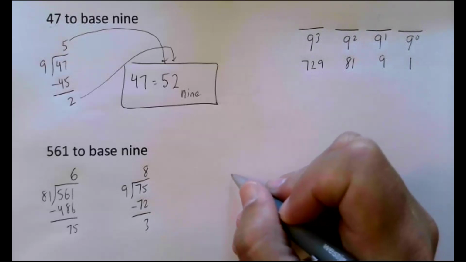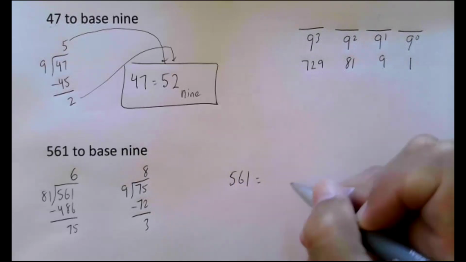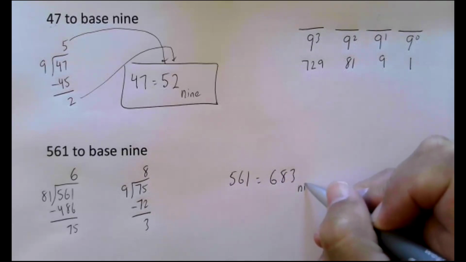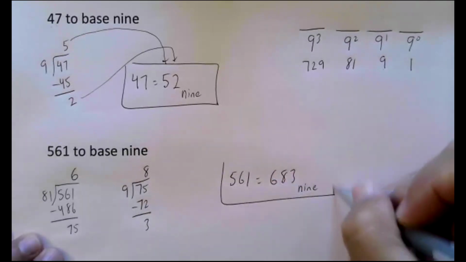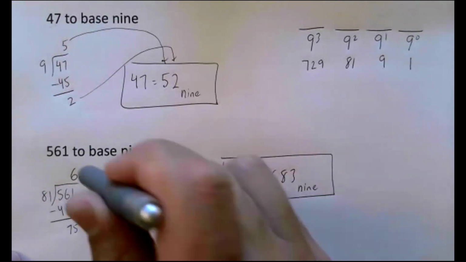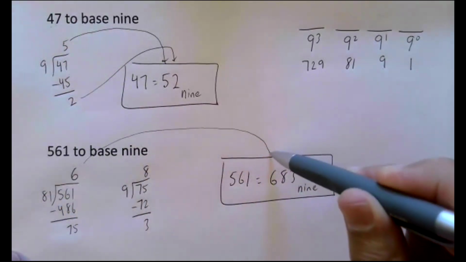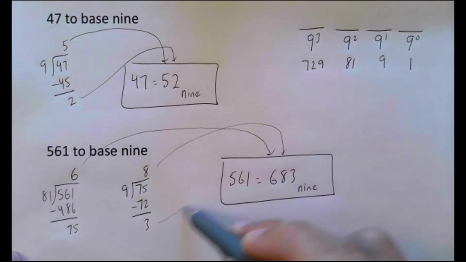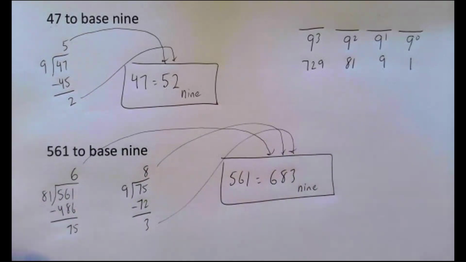So my final answer is that 561 equals 683 base 9. And I think these arrows are helpful also. So 6, 8, and then the final remainder goes way on the far right.